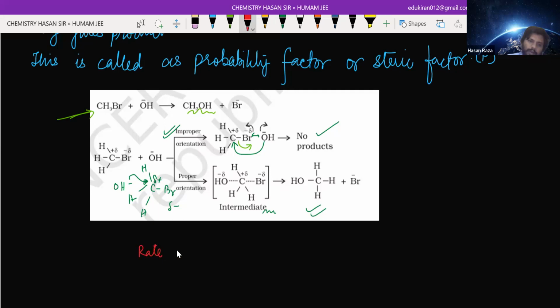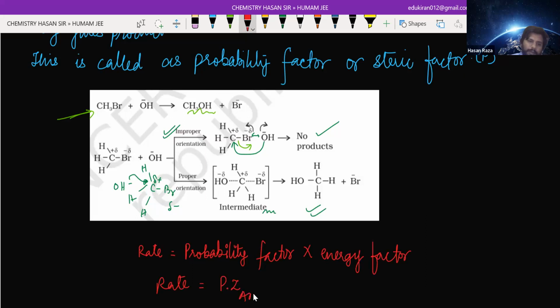So the rate can now be defined as probability factor into energy factor. And rate equals P into ZAB e raised to the power minus EA upon RT. Please do write it.